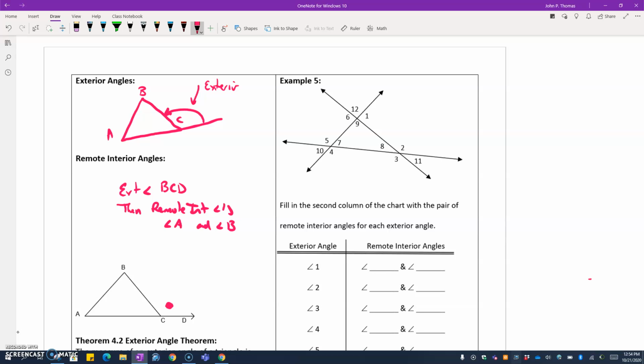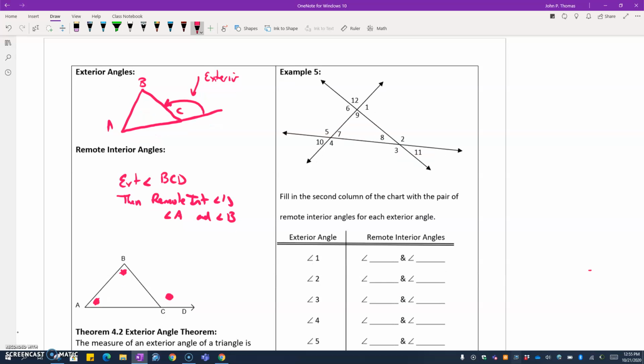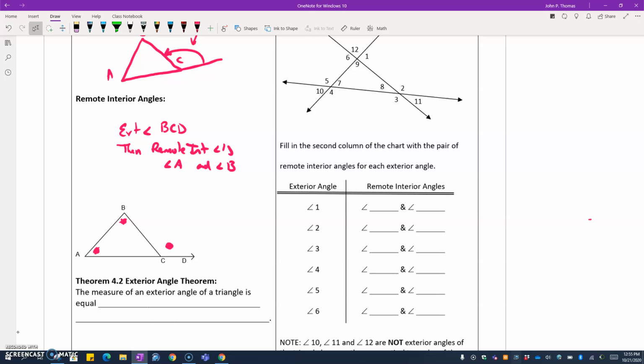So if this is the exterior angle, then the remote interior would be the two interior angles that are not connected. We're looking at these two over here. And we'll see a property that relates those in just a second. You may already see that because you know that the angles inside this triangle, if I add up all of them, have to equal 180 degrees. But I also know if I add these two angles, that has to equal 180 degrees. So that basically means that those two remote interior angles have to be the same as the exterior angle. And that's our exterior angle theorem.